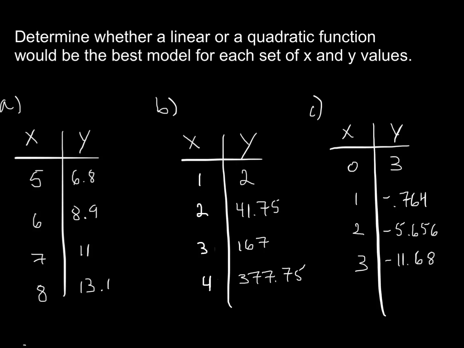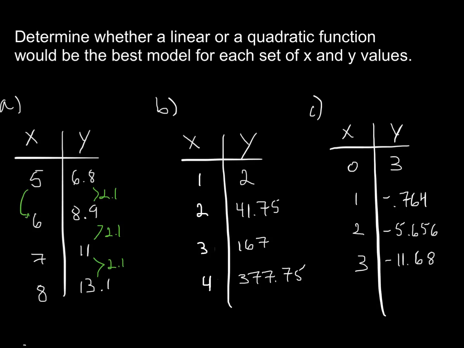Alright, so if you're looking at this first one here, you think about, okay, well, the x values are increasing by 1 each time, so let me see if I can look at the difference in the y values and see whether or not they're going to be the same or changing. So, I subtract 8.9 minus 6.8, I get 2.1. 11 minus 8.9, I get 2.1. And if I do 13.1 minus 11, I'll get 2.1 as well.